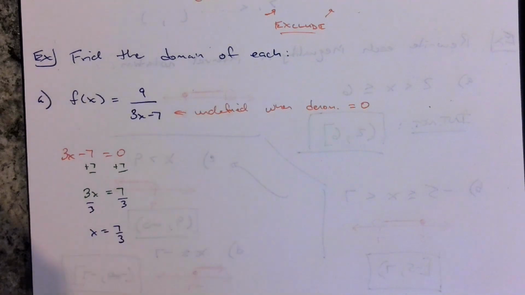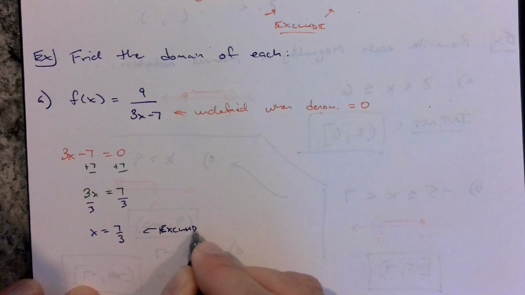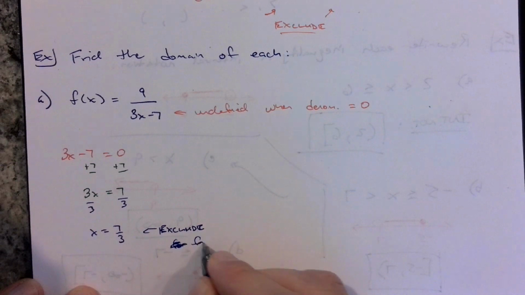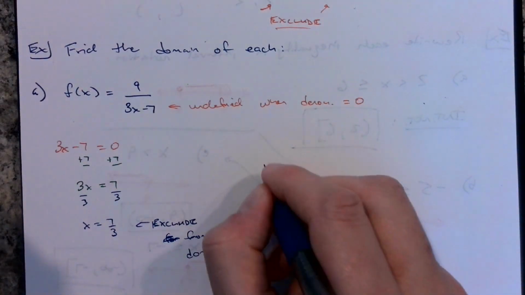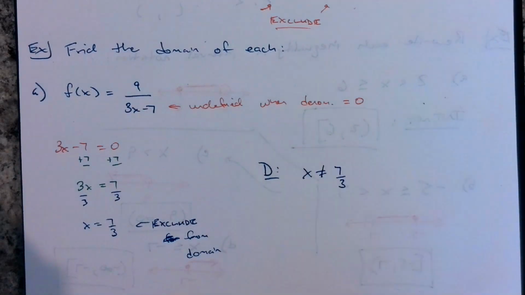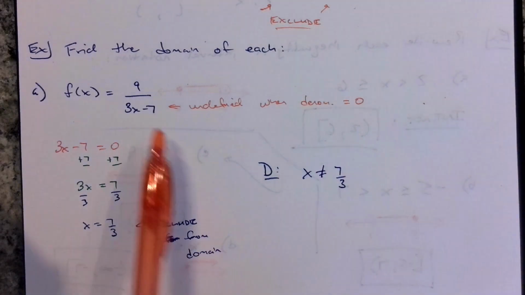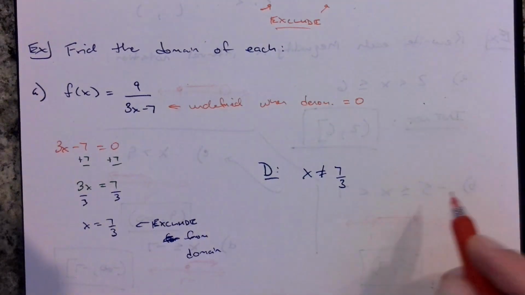Now remember, what do I want to do with this? This is what caused it to be undefined. So I'm going to exclude this from our domain. In other words, your domain, which I'll use capital D for domain here, is that x doesn't equal 7/3, because 7/3 would cause this denominator to become 0. Now, if I wanted to write this in interval notation, think about what that means. It means all the other values are good, except for 7/3.